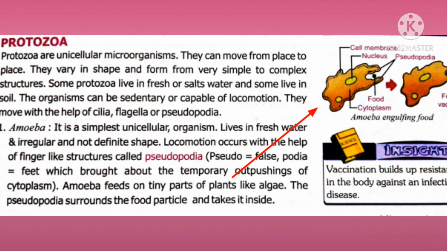Amoeba feeds on tiny organisms like algae. The pseudopodia surround the food and form the food vacuole. With the help of enzymes present inside the body, the digestion of food in amoeba takes place.